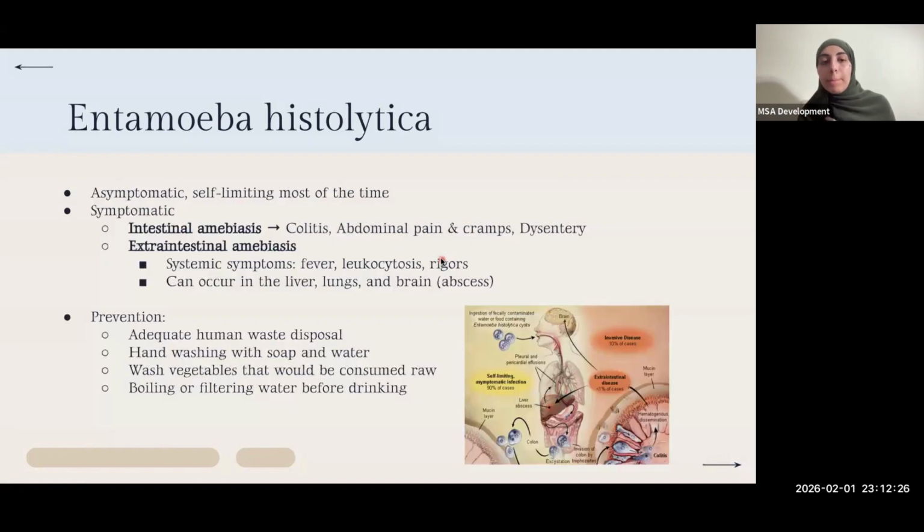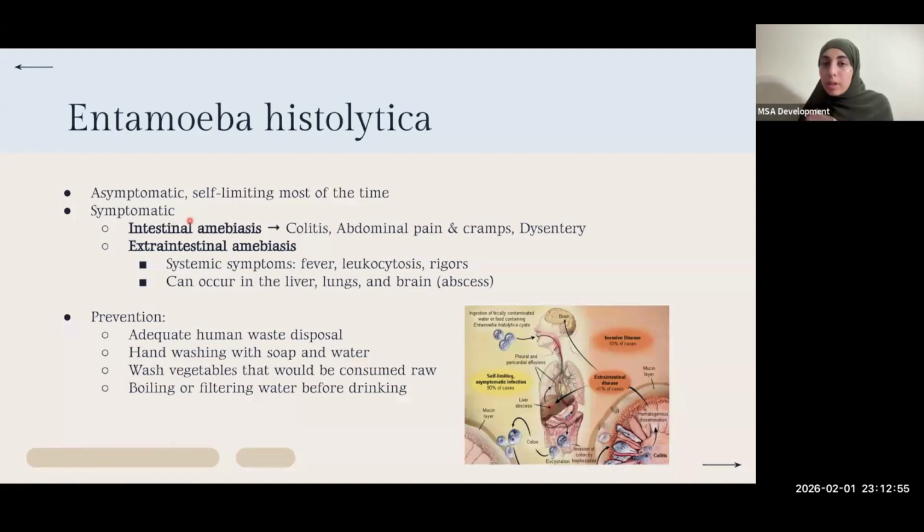How do these patients present? They may be asymptomatic and the infection may be self-limiting, and this is actually the case most of the time, but they may also be symptomatic. And if it's symptomatic, you either have intestinal amoebiasis, just a local infection, or this intestinal amoebiasis may also have extraintestinal amoebiasis. Okay? The intestinal symptoms will be colitis, abdominal pain, cramps, and dysentery.